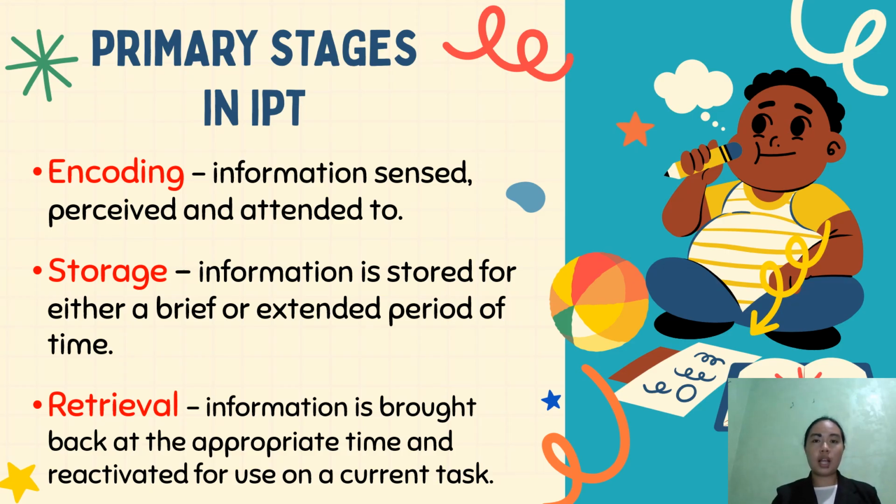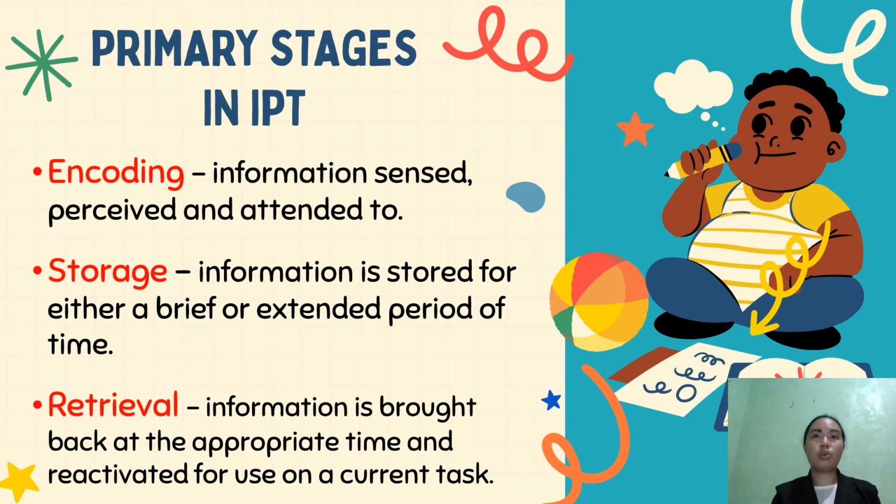Encoding allows the brain to convert what we see, hear, or experience into a form that can be understood and stored in memory. For example, when you read a lesson and focus on its meaning, your brain encodes that information for learning. And the second one is storage.